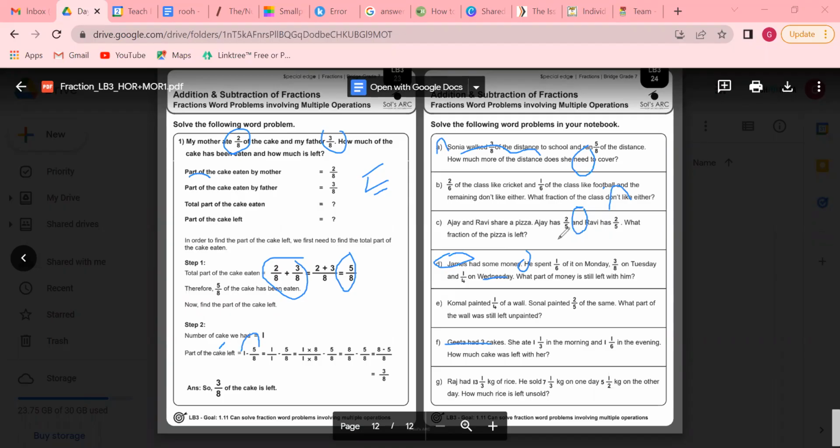Ajay and Ravi share a pizza. Ajay has this much, Ravi has this much. What fraction of the pizza is left? First you have to add this, and then subtract it from 1. Always for subtraction you have to do this way, okay? This is a little longer worksheet. Word problems get longer, but addition of fractions and subtraction of fractions is very important because that will be very useful in higher standard. So please do this worksheet very carefully. Yeah. Thank you.